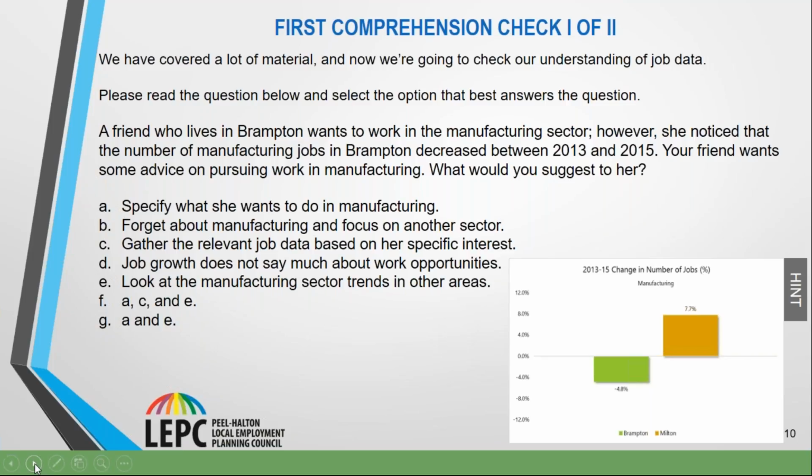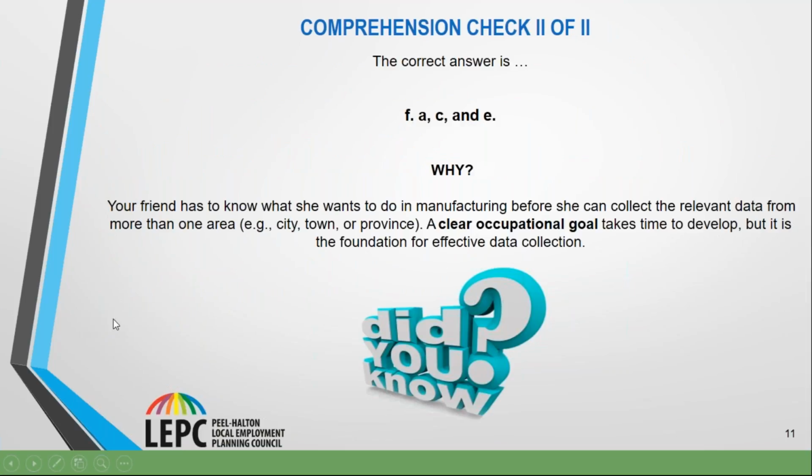Okay, the answer is F. A, C, and E are all correct. First, you should ask your friend what she wants to do in manufacturing. Second, you should gather relevant job data. And third, you should analyze manufacturing trends in more than one area.